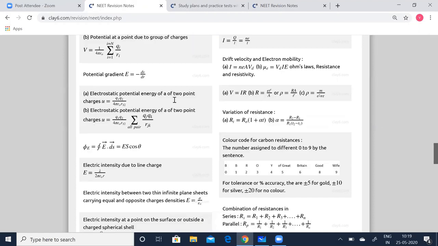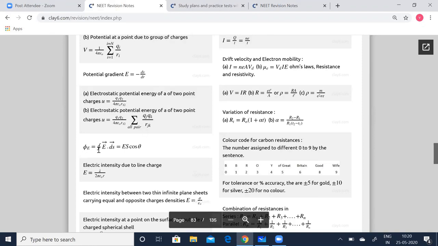Electrostatic potential energy of two point charges U is equal to Q1 Q2 by 4 pi epsilon 0 R12, where R12 is the distance between the first and the second charges. And summation of Qj Qk by Rjk, if you consider all the pairs. Like how we took 1 and 2 as a pair here, j and k stand for all the other pairs.